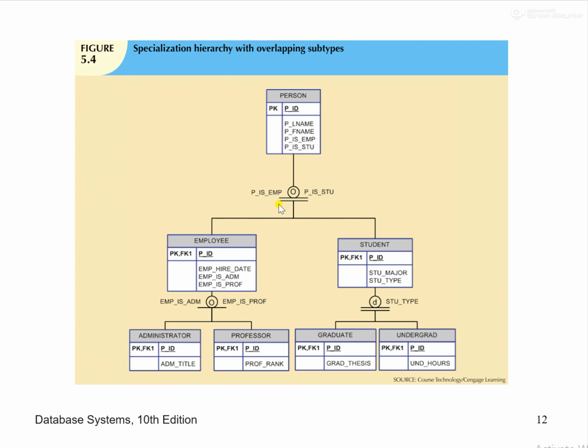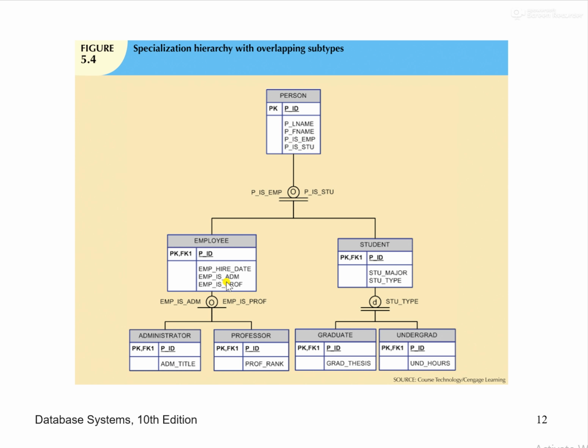Okay, if we look at the discriminator attribute between person and employee and student, it is person is employee, person is student. Look, we have two discriminating attributes for supertype person: person is employee, person is student.